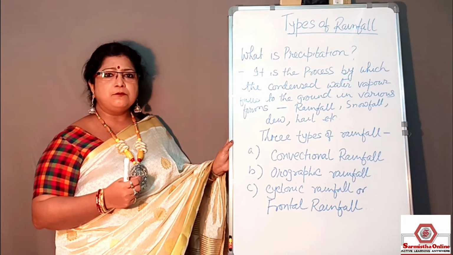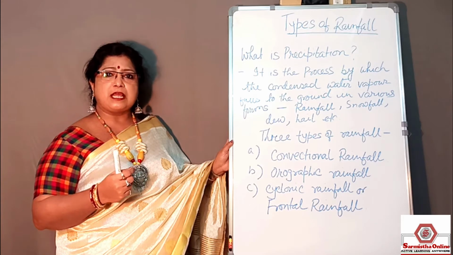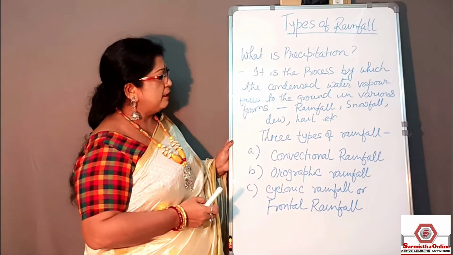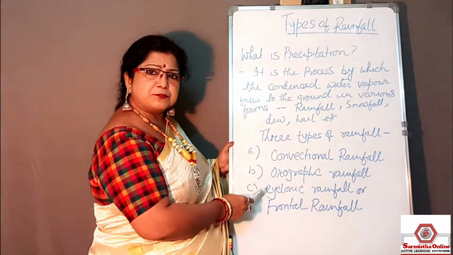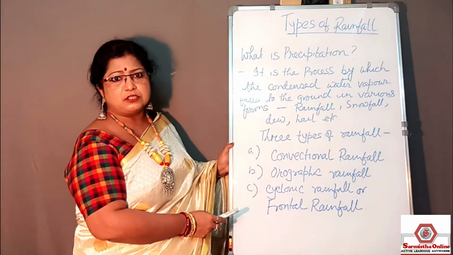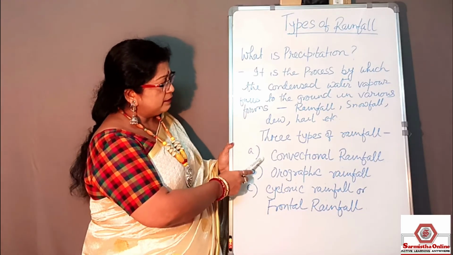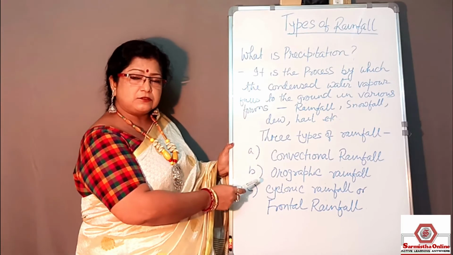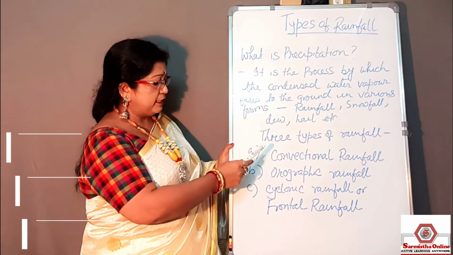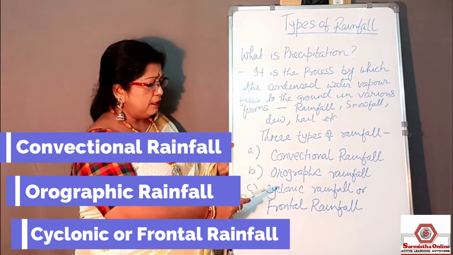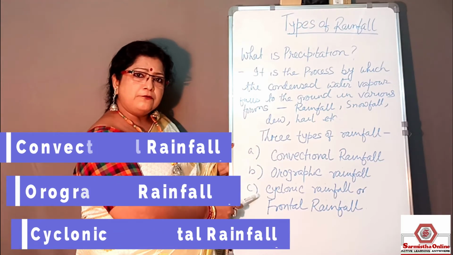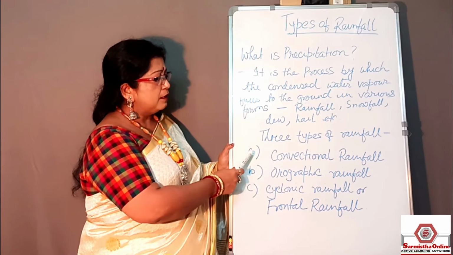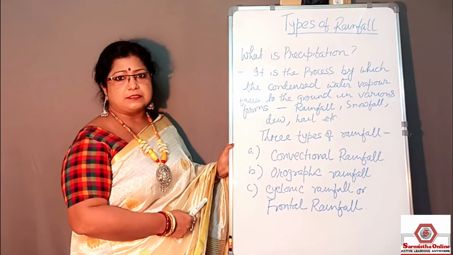And these forms of precipitation are of different types. Rainfall is one type of precipitation. Now there are mainly three types of rainfall: convectional rainfall, orographic rainfall, and cyclonic rainfall, or frontal rainfall. So now we will see how the convectional rainfall takes place.